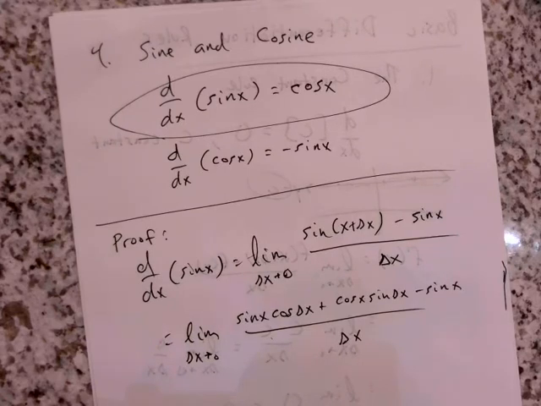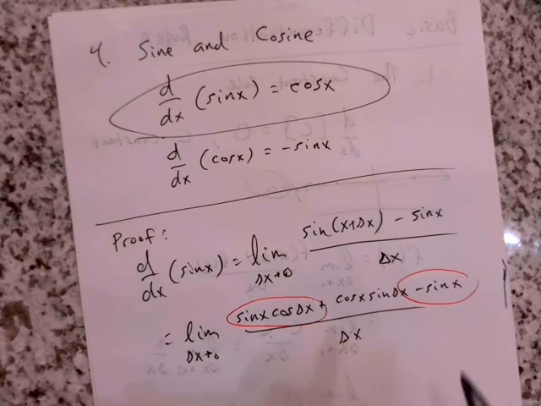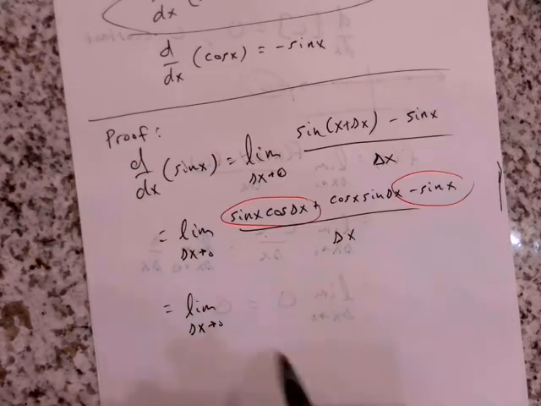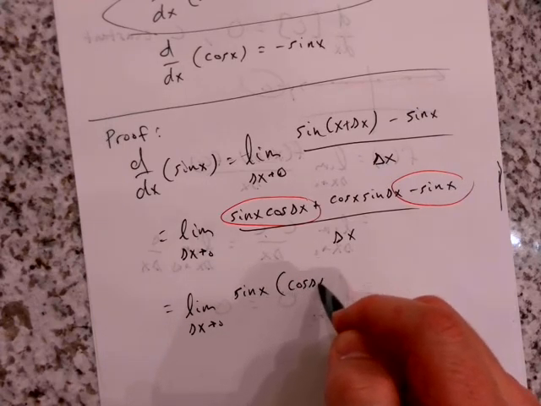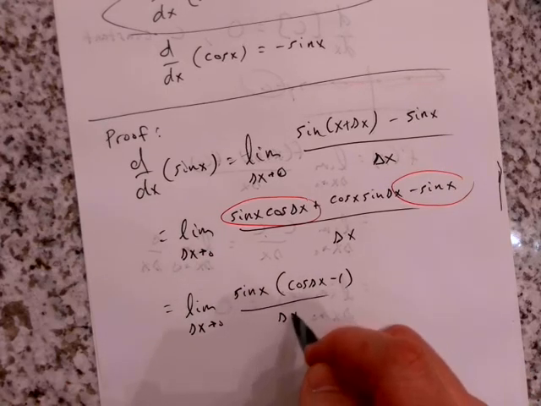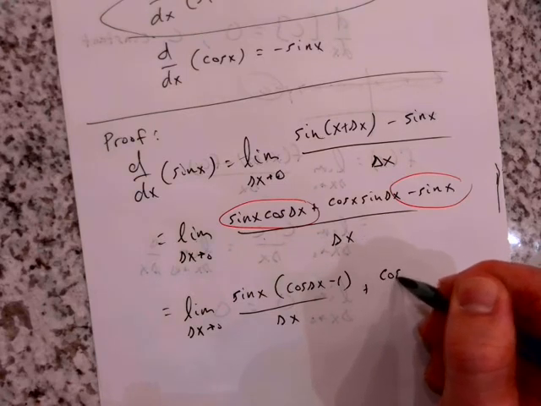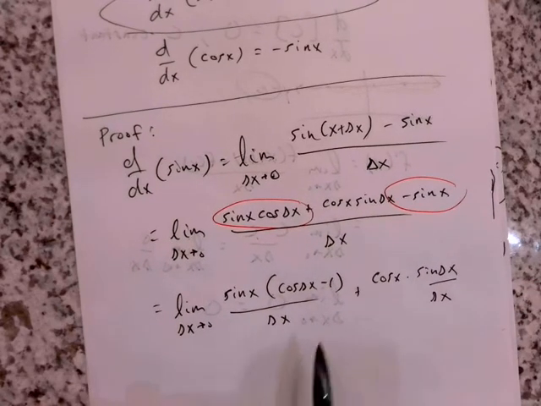We then group these two terms right here, the sine x cosine delta x and the sine x. We can factor sine x out of those terms. So doing this gives us the limit as delta x goes to 0 of sine of x, parentheses, cosine delta x minus 1, all over delta x, plus cosine of x times sine of delta x over delta x. So I broke apart this one term as two different fractions.